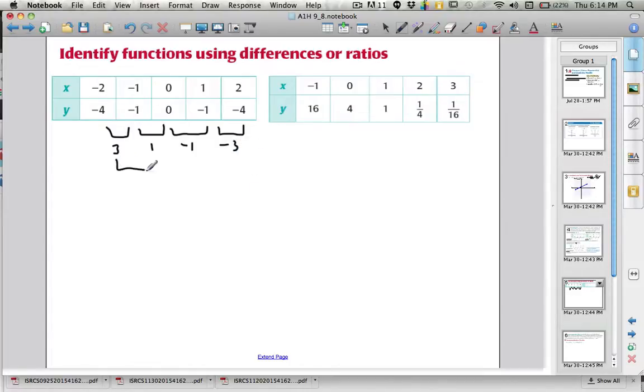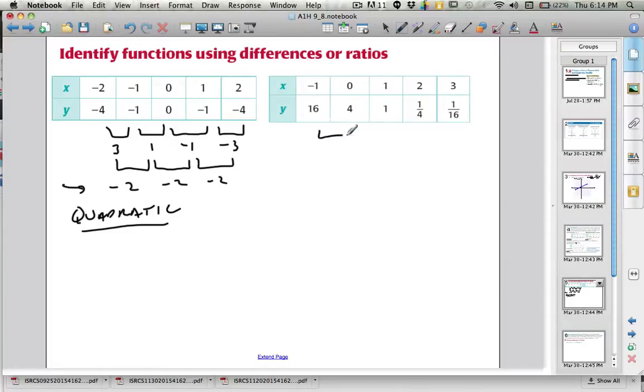If I look for my second level differences, 1 minus 3 is negative 2. Negative 1 minus 1 is negative 2. Negative 3 minus negative 1 is negative 2. So the second level differences match up, so this is a quadratic function. My first level differences didn't match, but my second level differences do. The next thing I would have tried was the ratio to see if that worked. But you can often tell when you're looking at things, what is it?